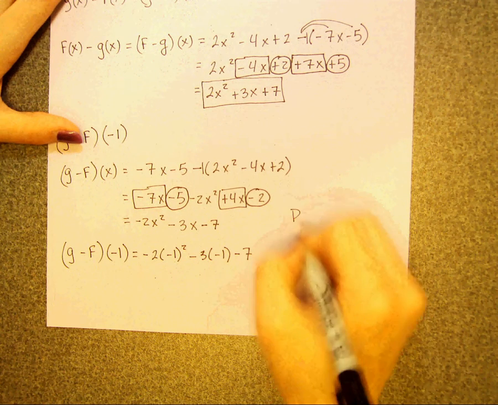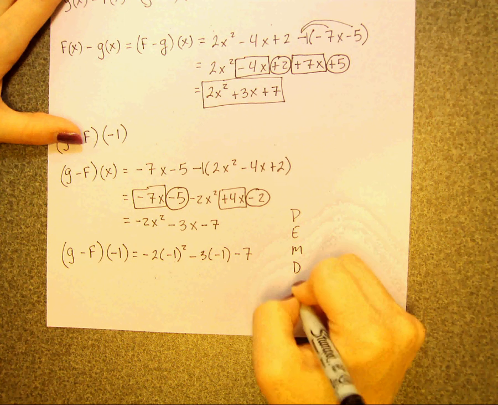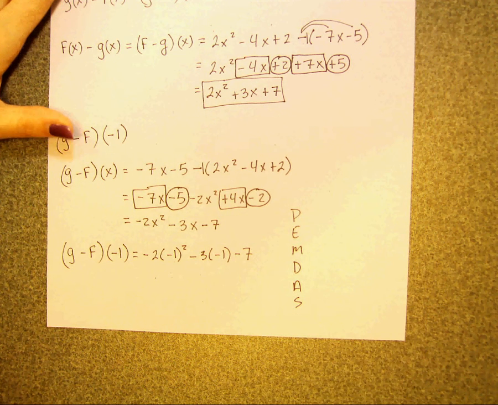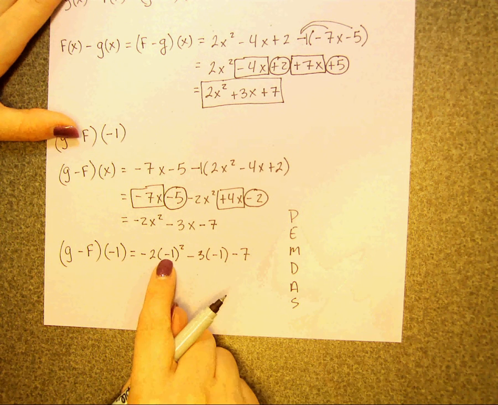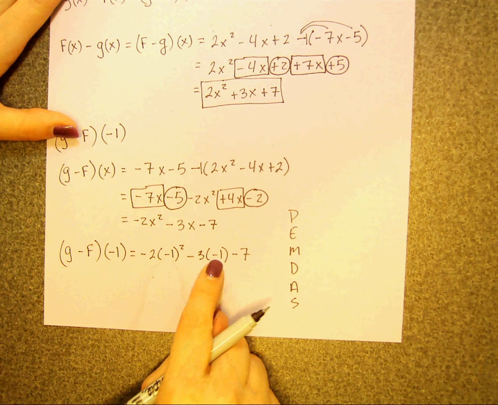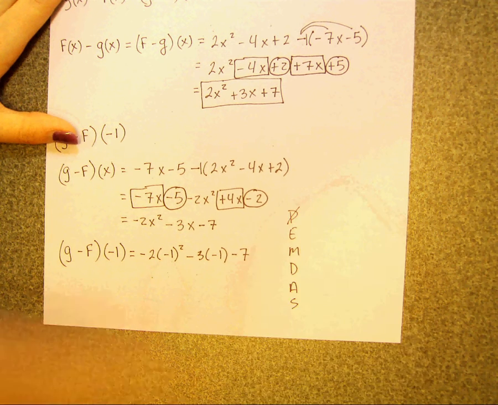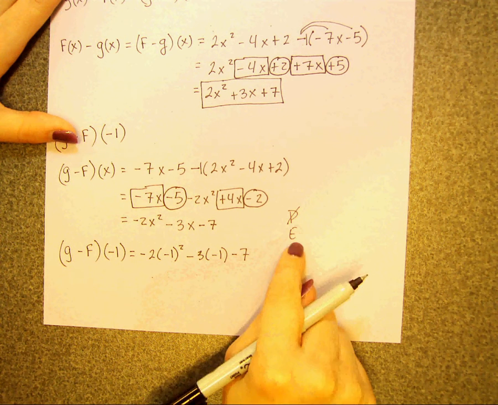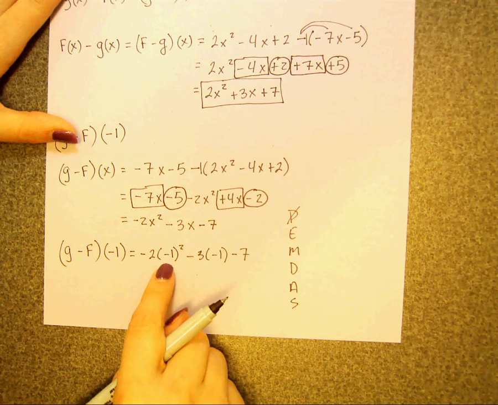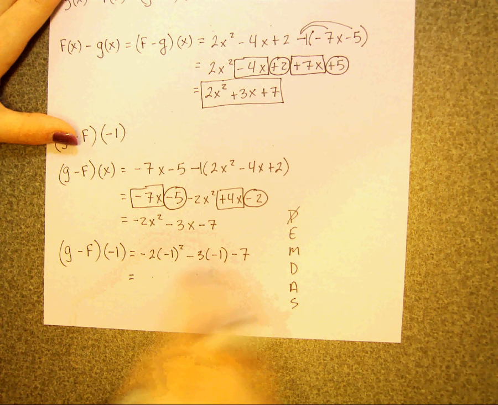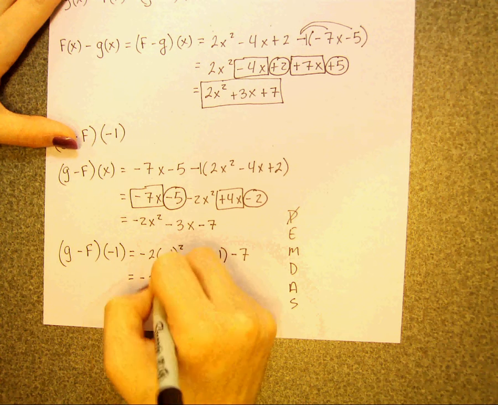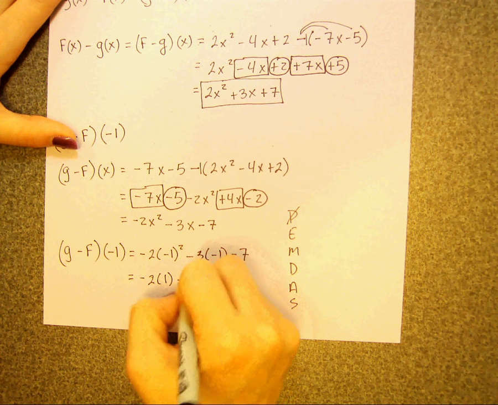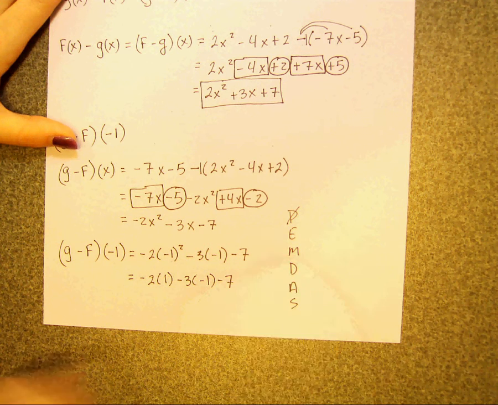Again, this is just arithmetic, so I'm going to use order of operations to simplify. I'm going to write it down so I know I don't miss anything. Starting with P, my parentheses, looking inside my parentheses, I just have a negative 1, so I don't have any operations that I can do with that. So I'm done with parentheses. Exponents, I do have a square. Negative 1 squared, squaring a value, means to multiply it by itself. Negative 1 times negative 1 is positive 1. So I get negative 2 times positive 1 minus 3 times negative 1 minus 7.